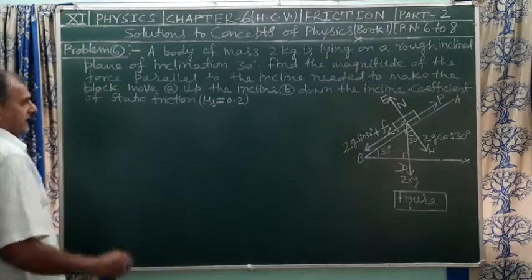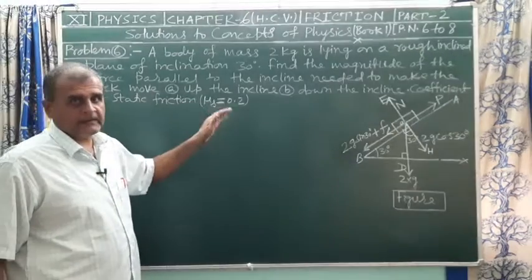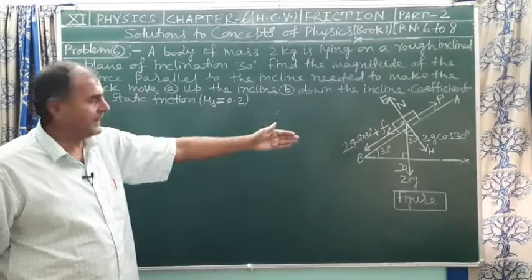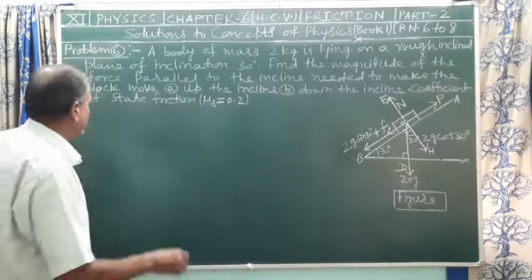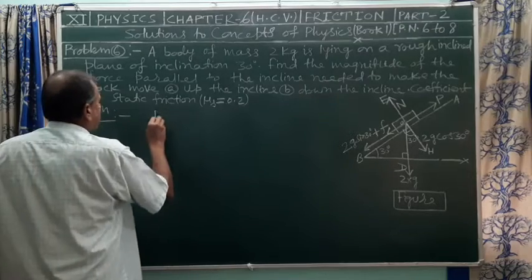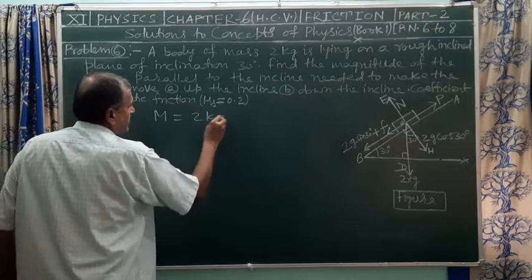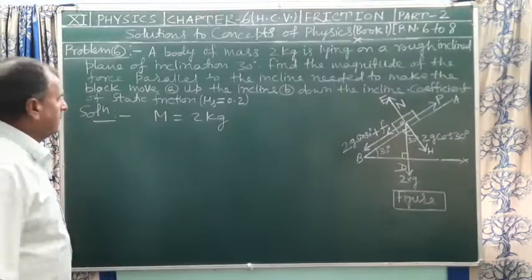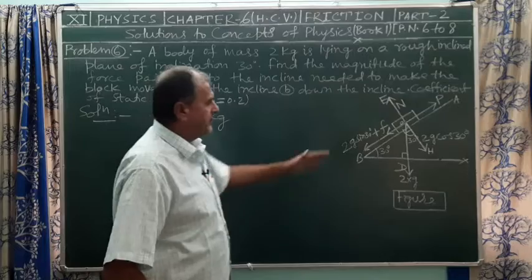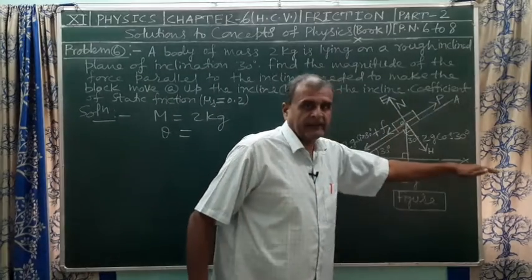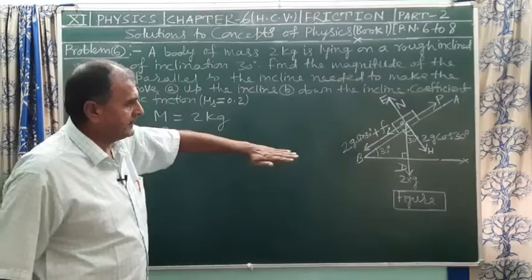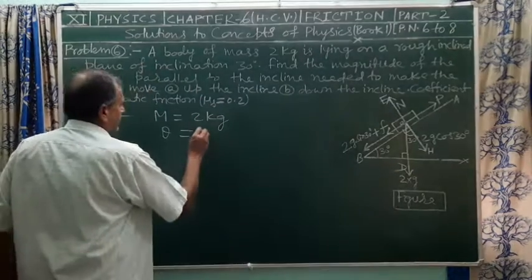Now we have to solve it. Coefficient of static friction between the block and the rough inclined plane is 0.2. Now mass of the block, capital M, is equal to 2 kg, and inclination of the inclined plane, that is, the angle which the inclined plane AB makes with the horizontal, is 30 degrees. Theta is equal to 30 degrees.